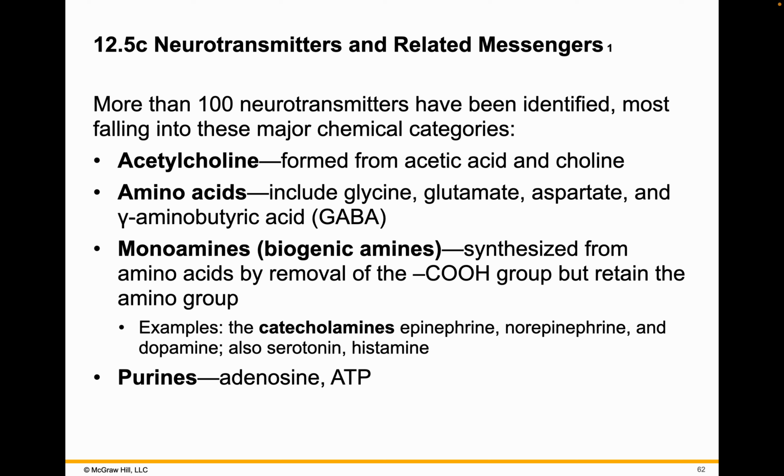categories such as acetylcholine, which is formed from acetic acid and choline. Amino acids, they might be glycine, glutamate, aspartate, and GABA. Monoamines are synthesized from amino acids by removal of the carboxyl group, but keep the amino group. These would include the catecholamines, epinephrine, norepinephrine, and dopamine, and serotonin and histamine, or the purines, adenosine and ATP.